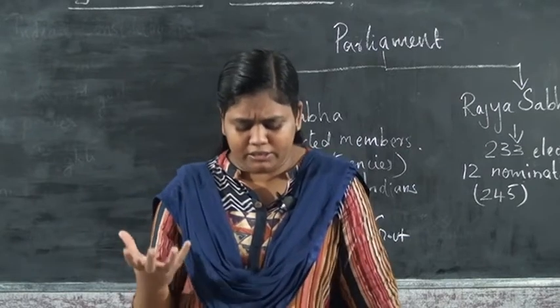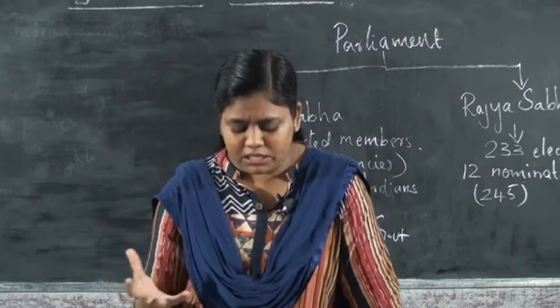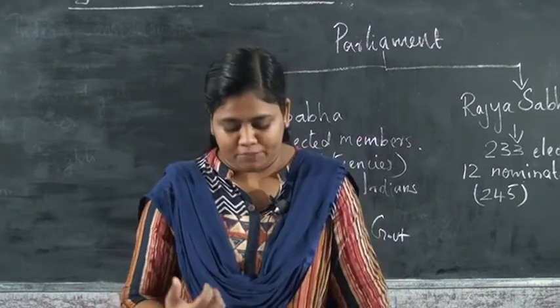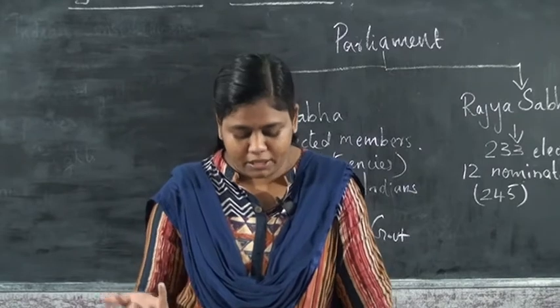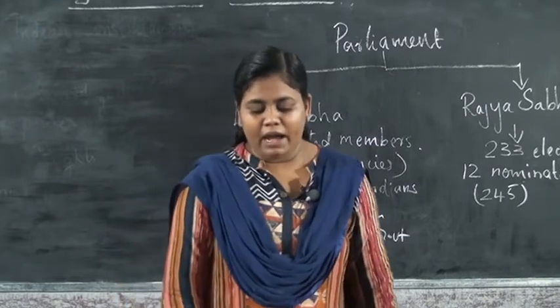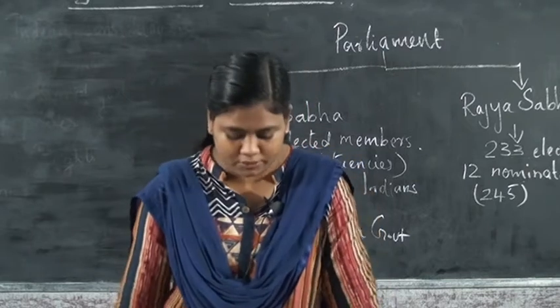There are 233 elected members plus 12 members nominated by the president. Next one was to control, guide and inform the government.